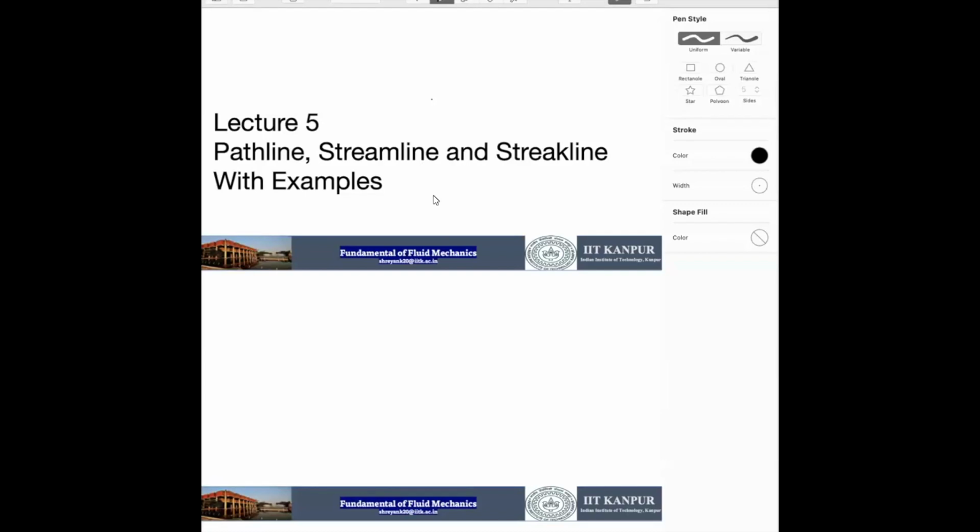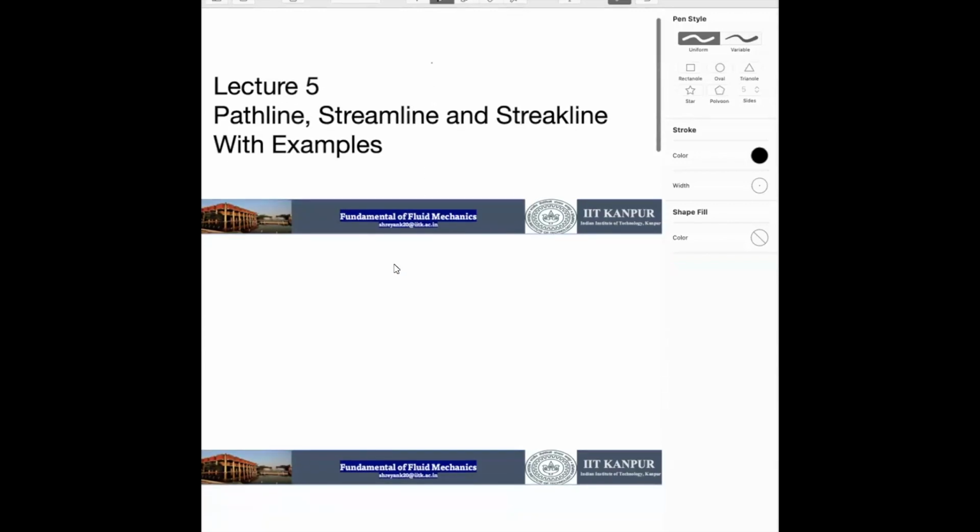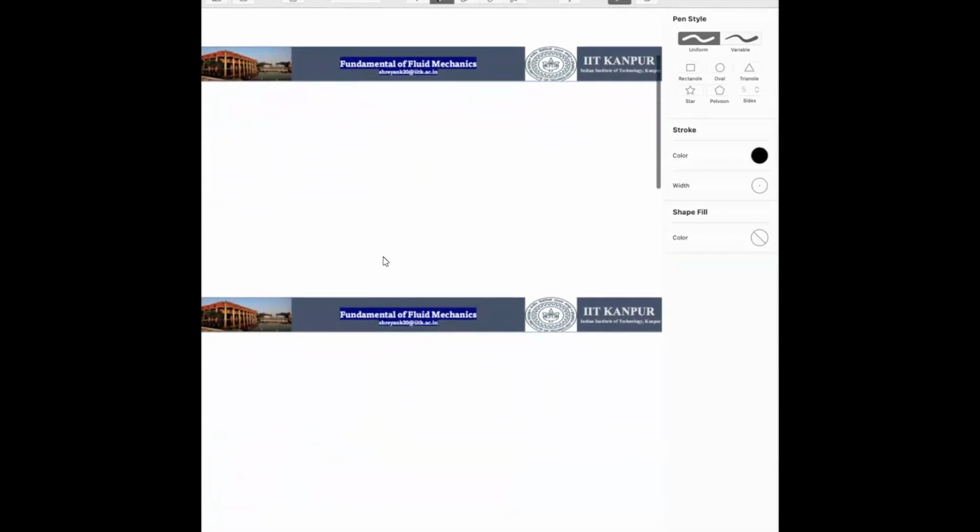So today we will be continuing our discussion on pathlines, streamlines, and streaklines, and we will be looking at some examples. We'll derive the governing equations to get the streamline, pathline, and streakline, and look at some examples accordingly. Okay, so let's start with the streamline, because it is the easiest concept.